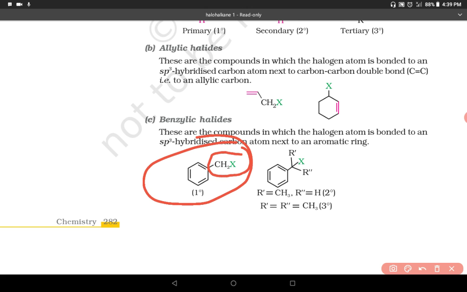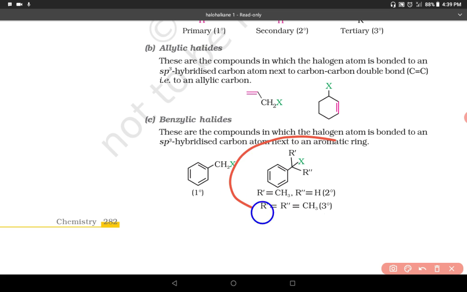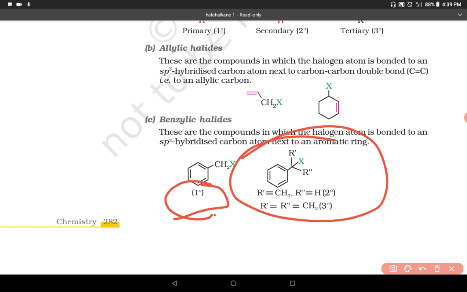We can also classify this as primary benzylic halide, and here as secondary and tertiary. We already know about that. Here also the halogen is attached to a carbon, but this carbon is attached to the aromatic ring. That's why we can call it a benzylic halide.